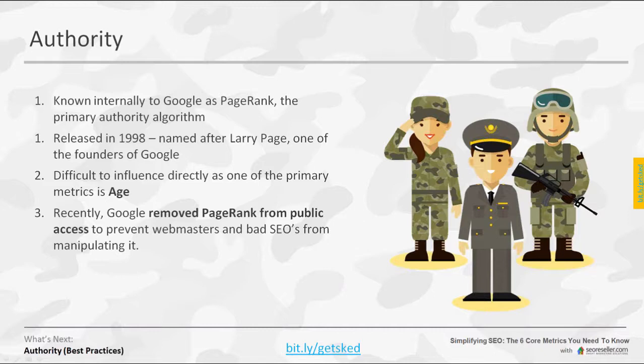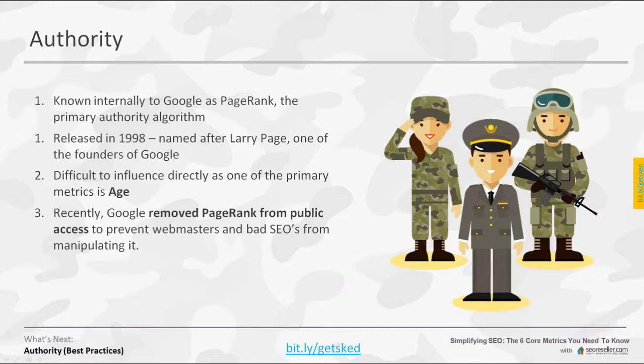PageRank was released in 1998, and Sergey Brin was the one that coined that term. He named it after Larry Page. It sort of makes sense, but in reality, it wasn't named because it's the rank of your page. It's named because the PageRank algorithm was developed by one of the founders.